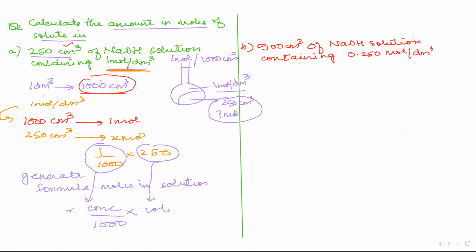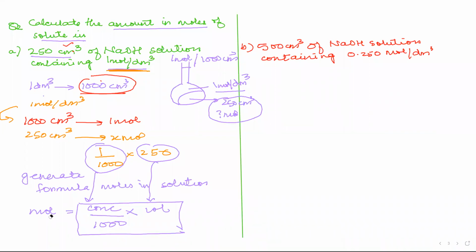So in order to calculate the moles in solution, I am deriving a shortcut formula, which is coming from this particular understanding, so that whenever we need to calculate the moles in solution, our formula is going to be concentration divided by 1000 into volume. Why are we dividing by 1000? Because we get the concentration in dm cube and we get the volume in cm cube. That is why we are dividing by 1000 and multiplying by whatever the volume is mentioned here, right?